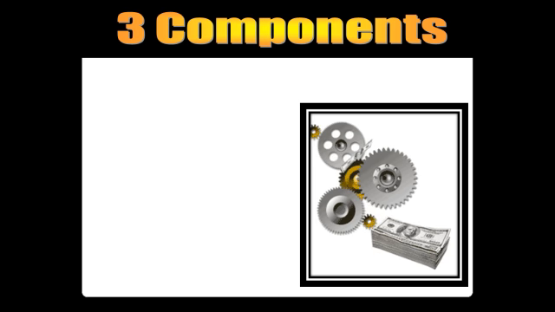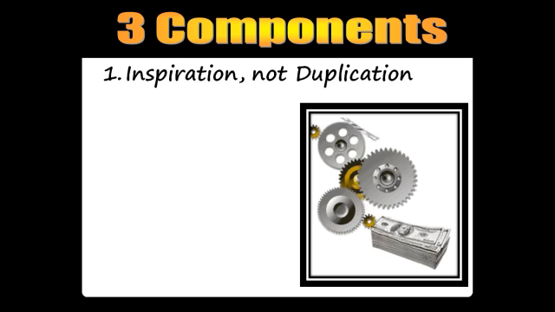Well, there's three components of creating a residual income, and as you can see by the picture, the idea is to make it automated, to have this machine working for you, bringing in income every month, even when you're not working hard yourself. Okay, so the first is inspiration, not duplication. So many people get caught up in trying to get their team to duplicate what they're doing, to copy them exactly so that they'll be as successful as you are.